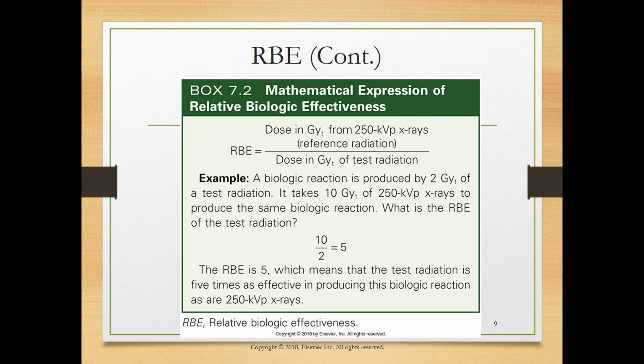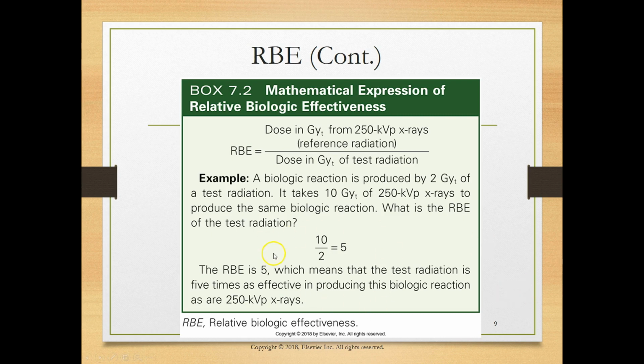So, for example, a biological reaction is produced at 2 grays in tissue of a test radiation, and it takes 10 grays of 250 kVp X-rays to produce the same reaction. So what is the RBE of the test radiation? This is the equation: 10 over 2 equals 5. So the conclusion is the RBE is 5, which means that this test radiation, or whatever ionizing radiation they were using, is 5 times as effective in producing the biological reaction as the original 250 kVp X-ray.